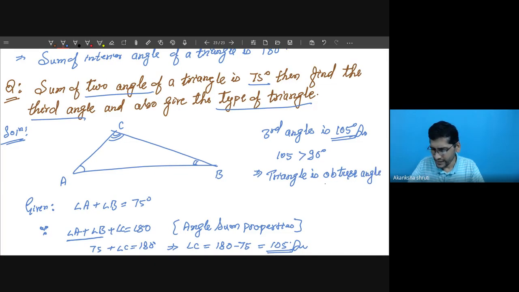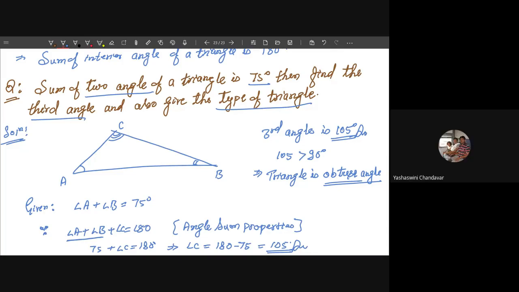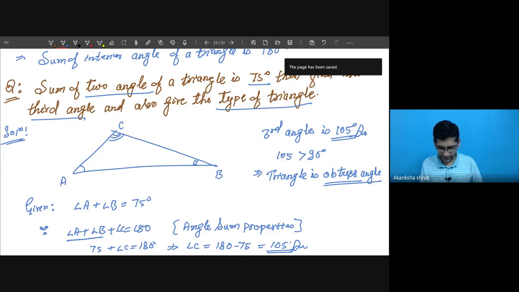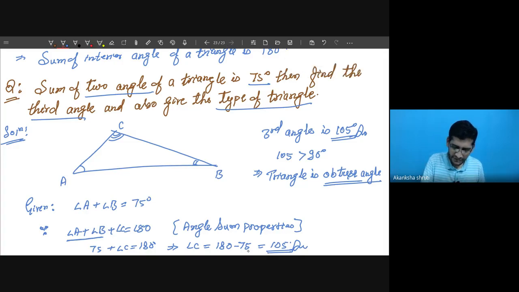For obtuse angle, go and watch the first and second videos, where the types of angles and angle-based triangles are explained. So when the angle is greater than 90 degrees, it is called an obtuse angle or obtuse triangle. So it is an obtuse angle triangle. Okay, it is so simple, student. Now let us go for the other property, and the question may be framed like this.